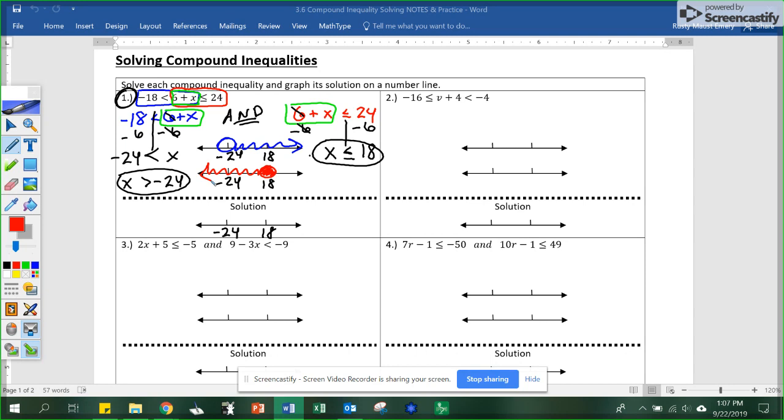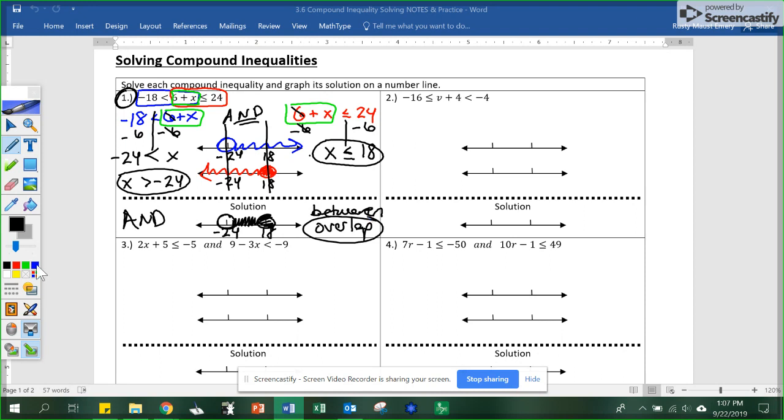So now the key part here is the and. This final or third number line is going to show what we mean by and. And means overlap. So where do these two shaded regions overlap? Well, they overlap from negative 24 all the way to 18. So I'm going to use the same boundary points. Negative 24 is an open circle, 18 is a closed circle, and then I'm going to shade in between. The key word there I want to connect is overlap. So the red and the blue overlap in between.